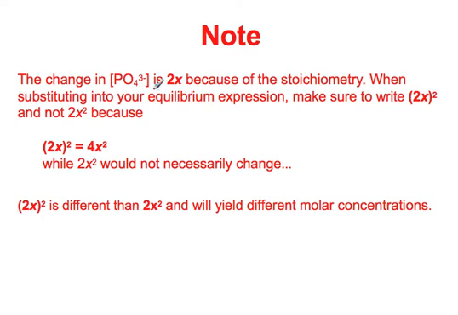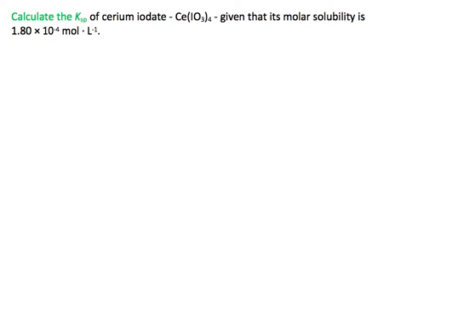So again, the phosphate ion concentration changed by the variable 2x, so make sure you write [2x] squared, because that's what equals 4x squared. If you forgot to put the brackets around there, you might leave it as 2x squared, and you would end up determining the wrong molar solubility. So just a little word of caution. Be careful with those brackets. Make sure they're there to guide you.